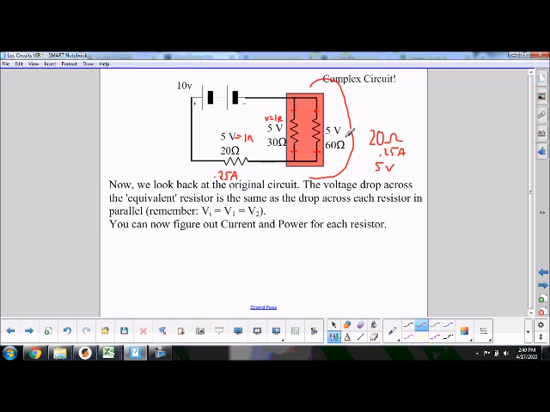Over on this side, we have 5 volts, 60 ohms. We again do V equals IR. I'm not going to write it again. We do V equals IR. So your 5 equals I times 60. 5 divided by 60 is about 1/12, which is about, plug in your calculator. I don't have a calculator in my hand. But you get about 1/12.